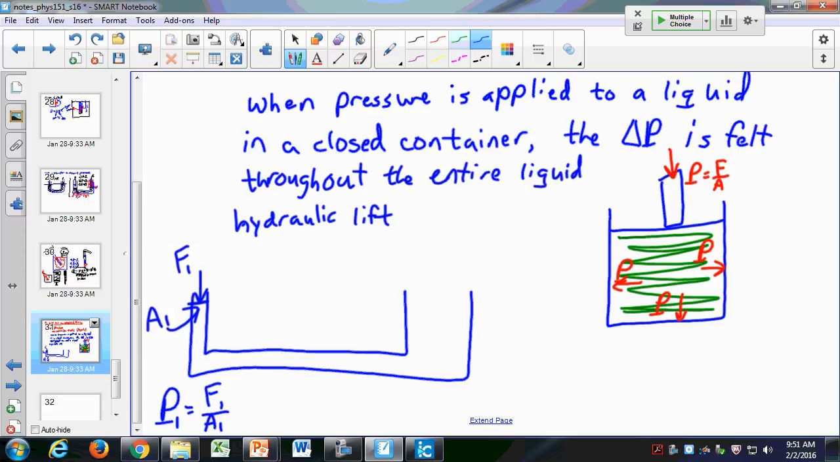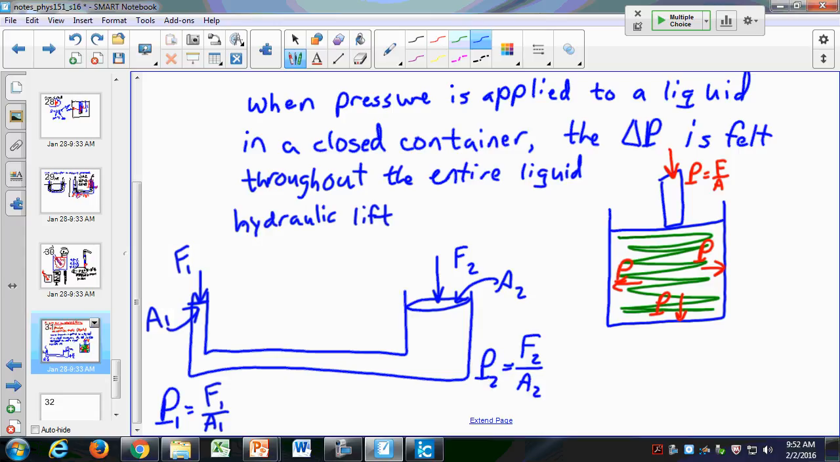Down on the other end, I have the piston closed off. I have a force, I'll call this F2. I have an area, A2. And so the pressure here is F2 over A2.